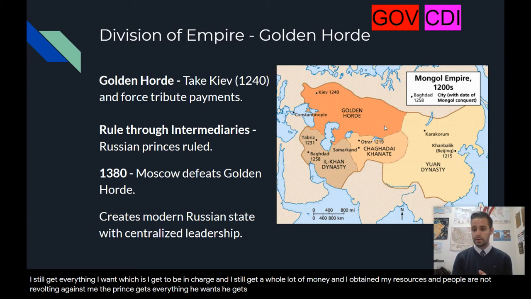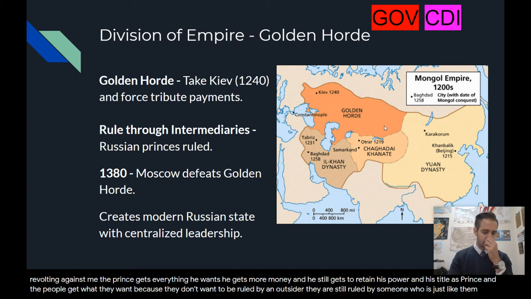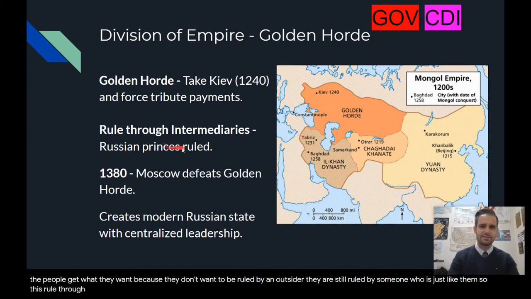He gets more money and he still gets to retain his power and his title as prince. And the people get what they want because they don't want to be ruled by an outsider. They are still ruled by someone who is just like them. So, this rule through intermediaries is a very good way to run a society. We see that the Mongols are going to do it.